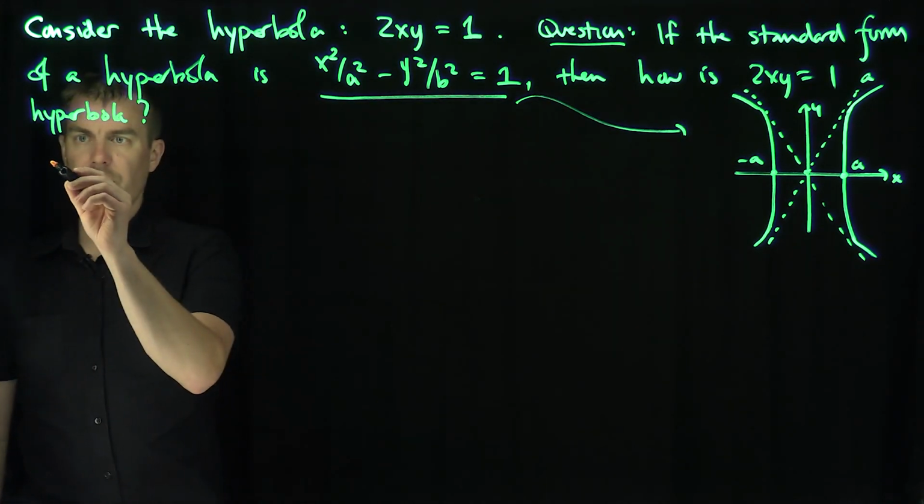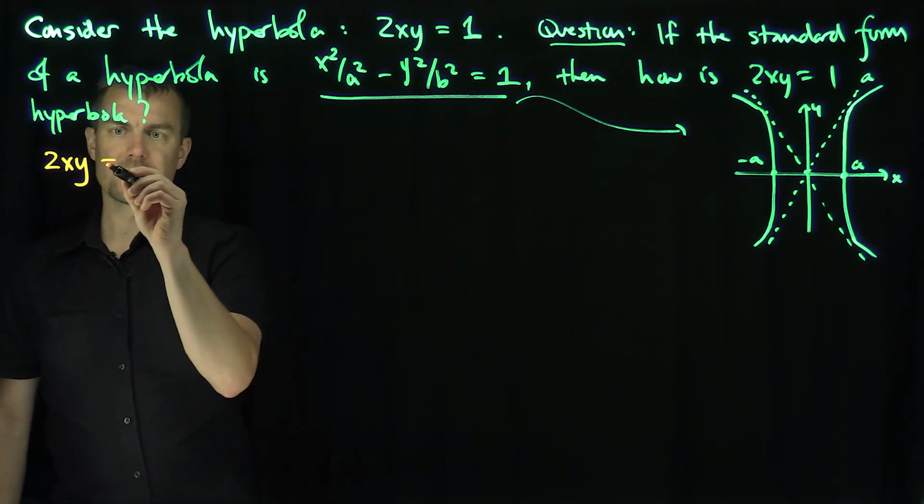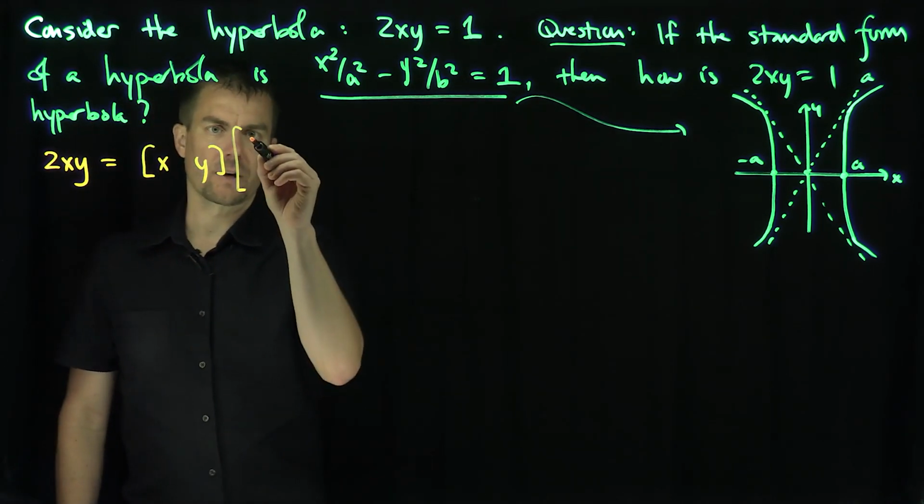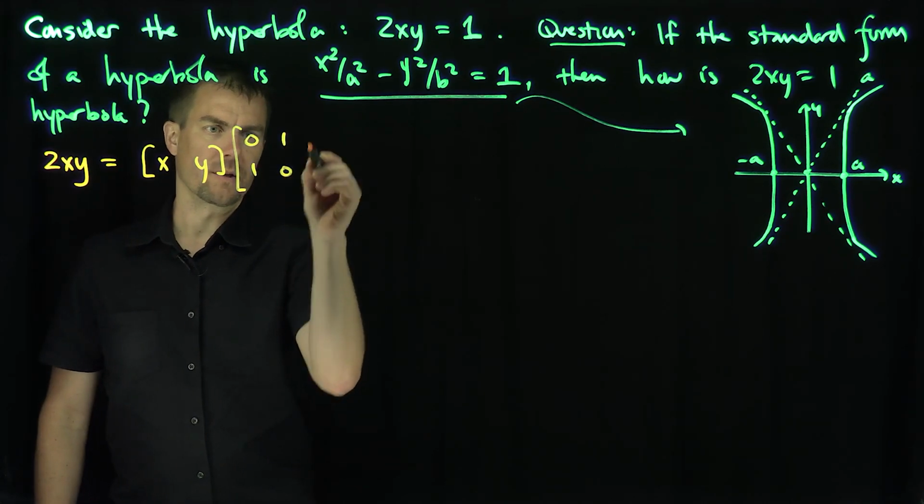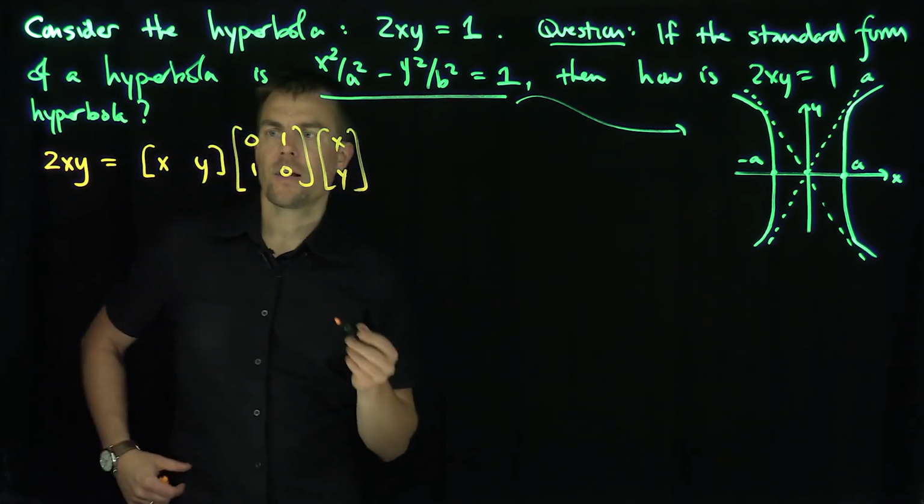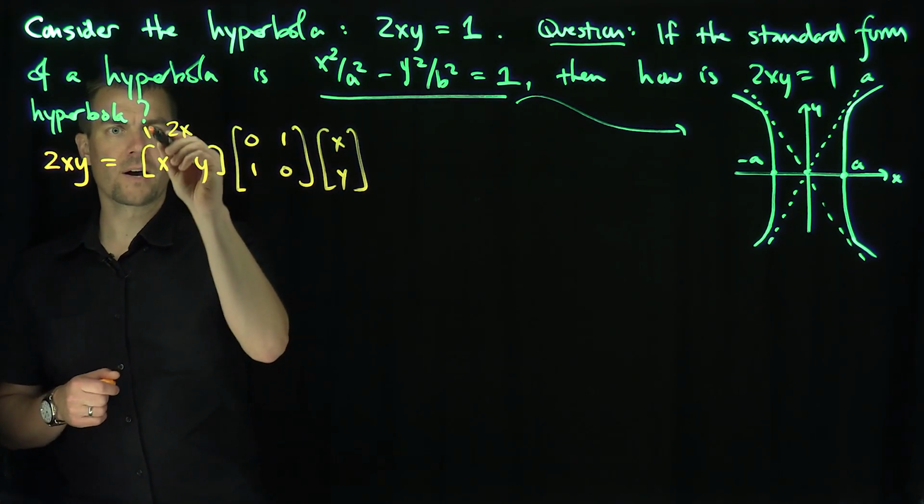So I'm going to make the observation that 2xy is really equal to what? Is equal to x y, then this matrix, 0, 1, 1, 0, and then this vector, x y. And we can easily check that, right? Because this is a what? This is a 1 by 2, 1 row by 2 columns.